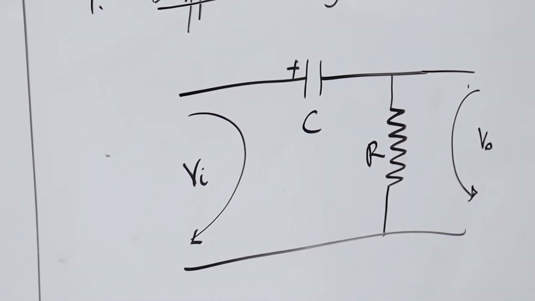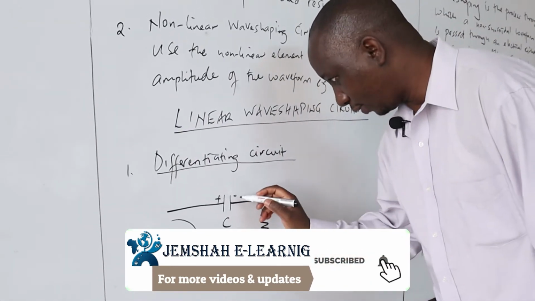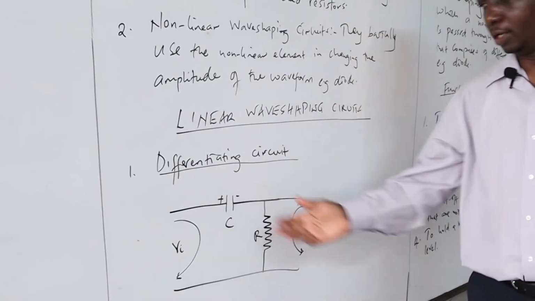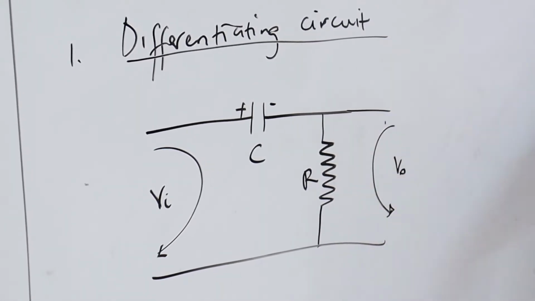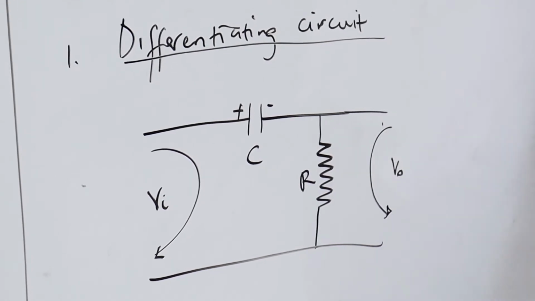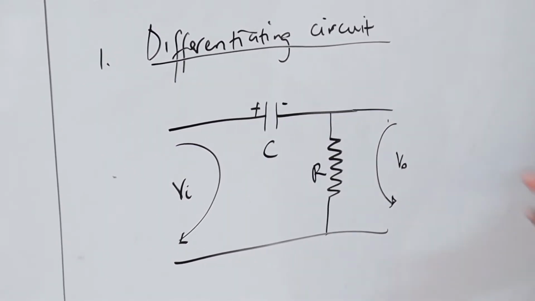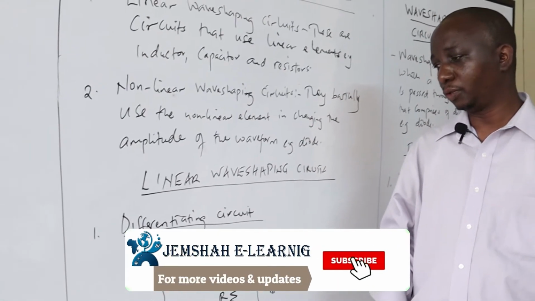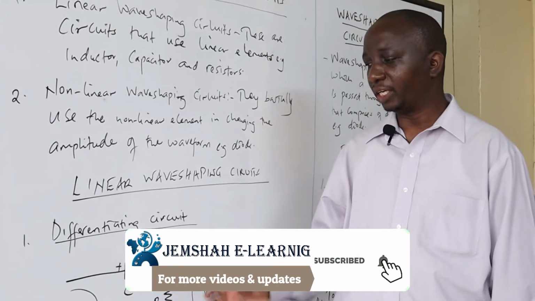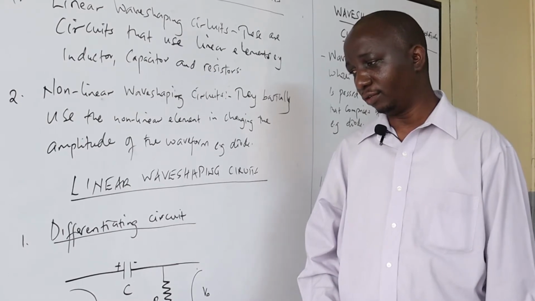When you look at this diagram, the capacitor is connected in series with the input, and these are the terminals of the capacitor and how it's connected. At the output, the resistor is shunted with the load. This is also referred to as a high pass filter, because at high frequencies the capacitor behaves like a short circuit or just a wire, but at low frequency, the capacitor will block the low frequency signals.